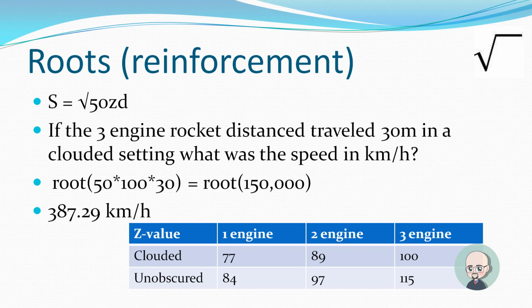And the distance traveled is 30 meters. So I'm going to plug in the 30 for the D value. So the root of 50 times 100, the Z value, times 30, the D value. I take the square root of 150,000. You can use your calculator. That's what I did. The square root of 150,000 is 387.29 kilometers per hour. Again, be very mindful of the units.